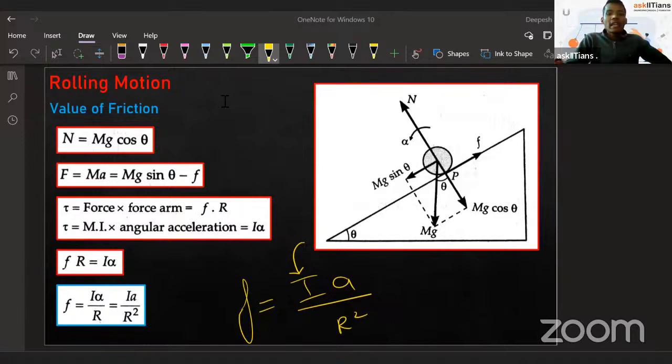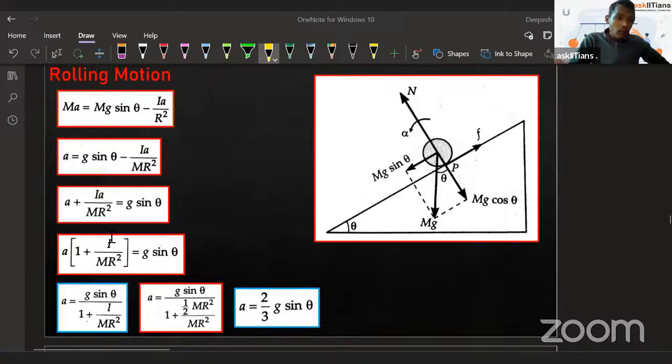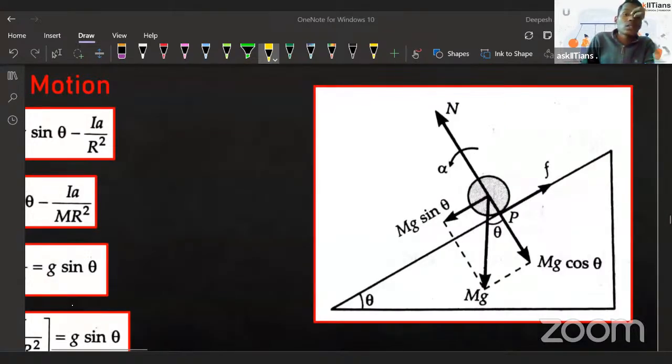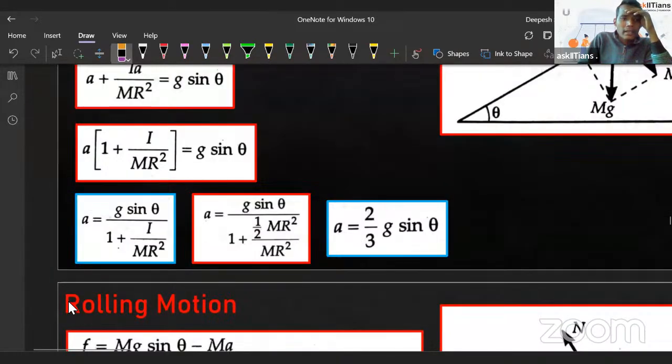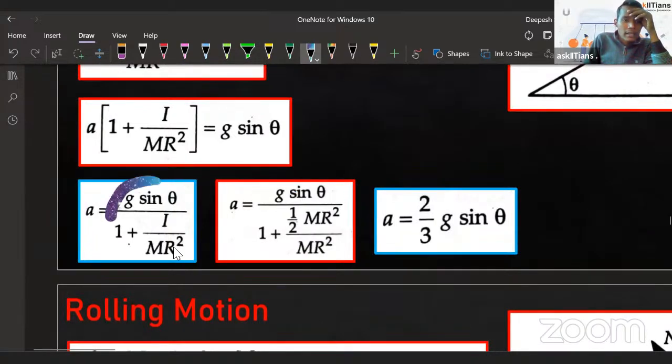Second thing is how much acceleration the body is experiencing. So the general formula for the acceleration the body is experiencing, if a body is coming down a surface, like if it is coming down like this, then we can say that the acceleration will be g sine theta by 1 plus I by mr square.